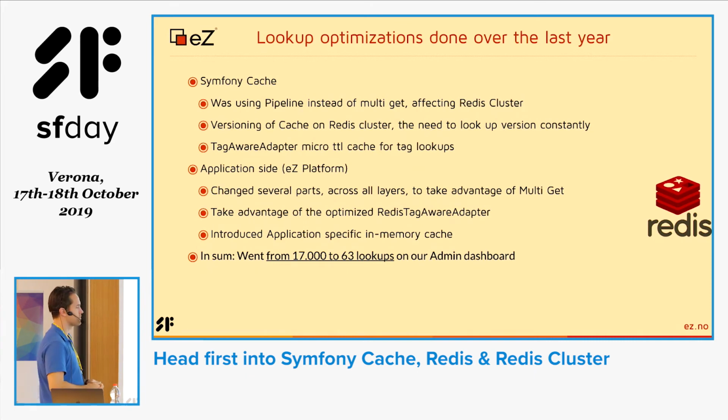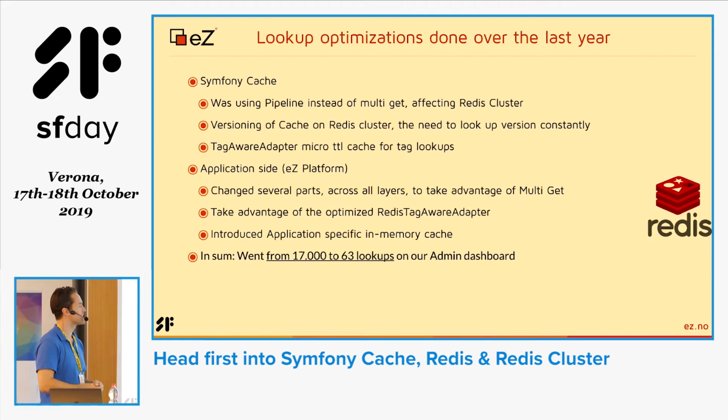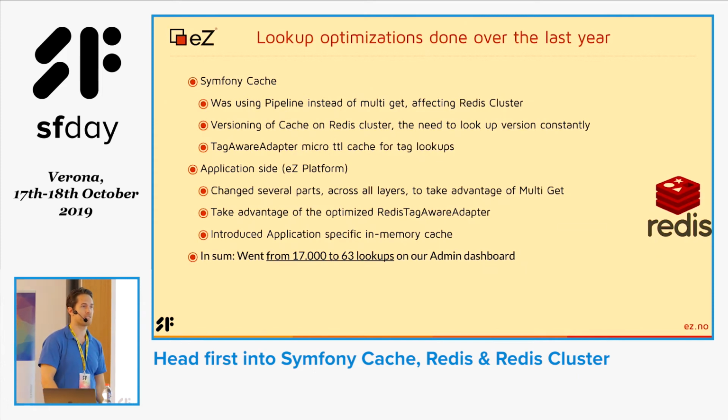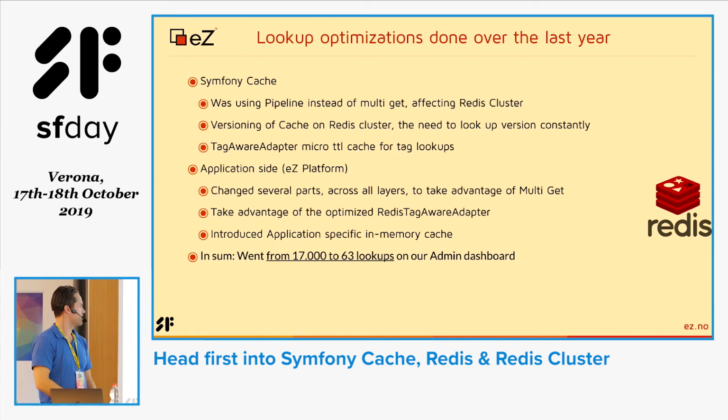So that might be something we will contribute to Symfony as well, but in its current state, it's very, very application specific. In our case, with all this optimization, we went from like 17,000 lookups with Redis Cluster down to 63. So it was way more than the 2 seconds I had on the previous slide. If you had a lot of latency on Redis, I had clients waiting 60 seconds to load a page. So it adds up. So that was it on theory.